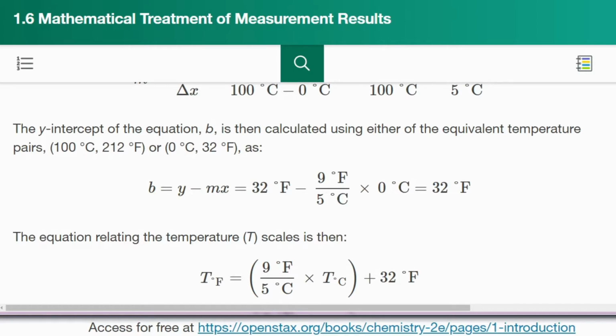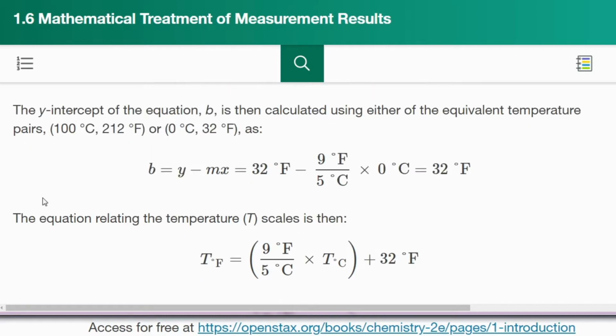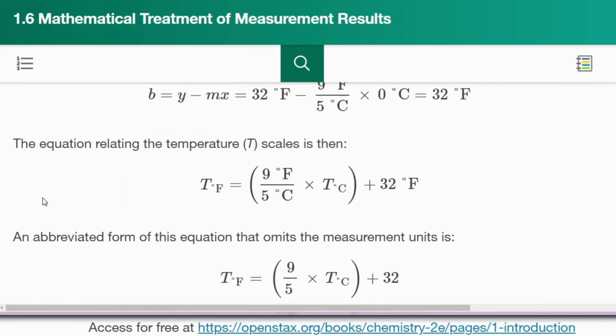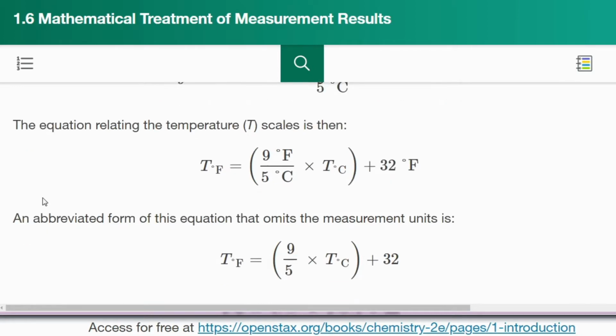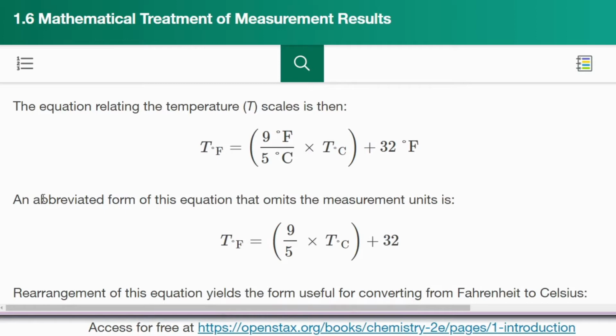I know that looks like a mess. Don't worry about the derivation. Just take the final result, and that's good enough for chemistry. So unless you're really into the math part, you can skip that derivation, that explanation, and just go right here. All you really need are the conversion factors, or the conversion equation, I'm sorry.